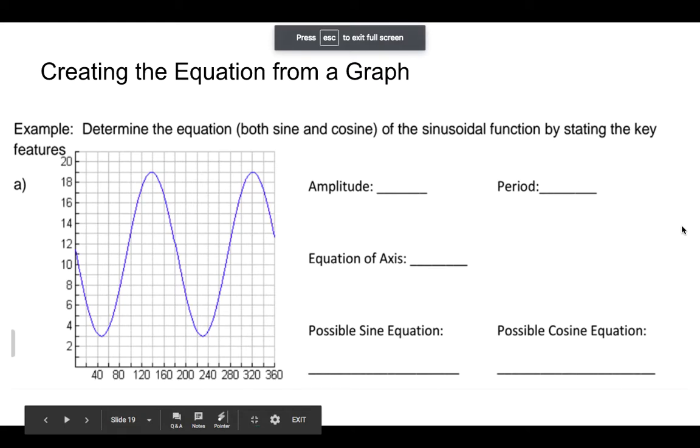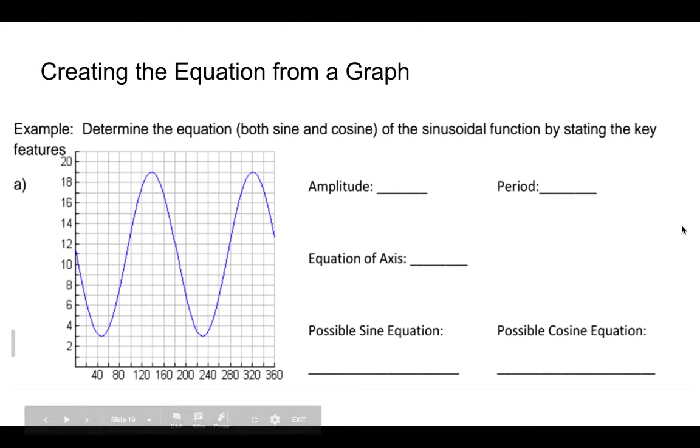Okay, so we can use the same logic that we did with transformations to create the equation. So we're just really moving backwards. Now remember that sine and cosine are the exact same shape. So given just a graph, you can actually model it with a sine or a cosine wave, either one. It still has the same amplitude, period, and axis. What's going to matter is the horizontal shift, and so we'll have to talk about that very specifically.